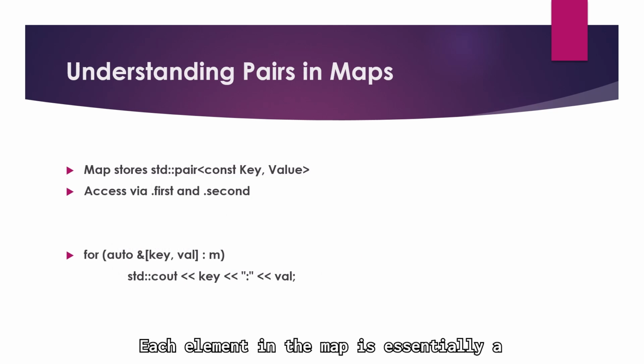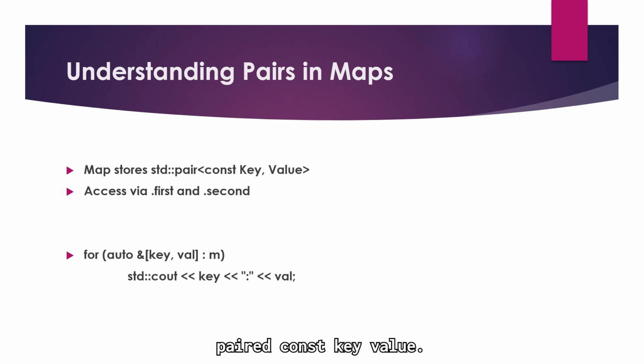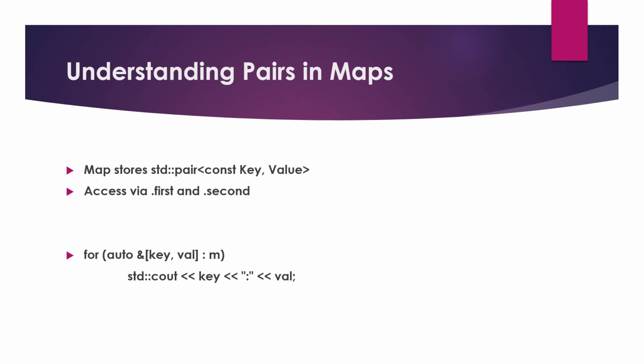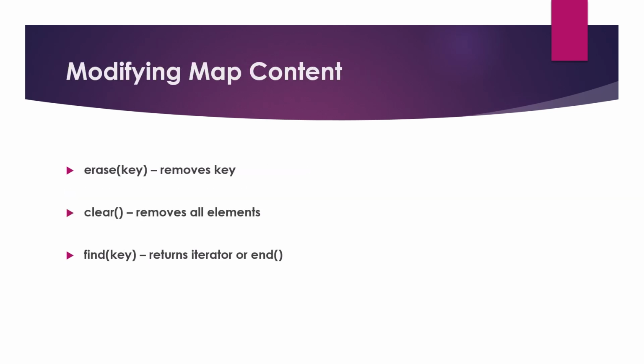Each element in the map is essentially a pair, const key, value. Understanding how pairs work is essential for using maps effectively. You access the components with dot first and dot second. Using structured bindings makes it even easier. This way, your loop variables directly hold the key and value, making code more readable and concise.